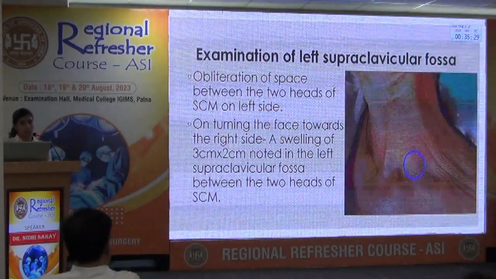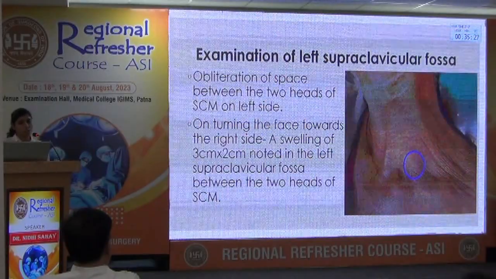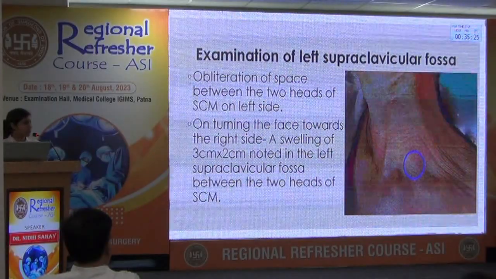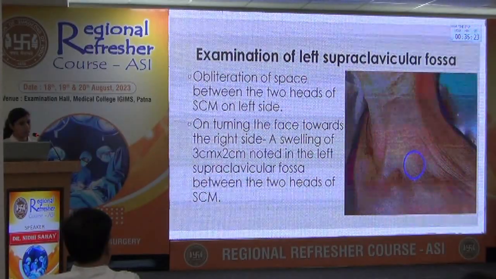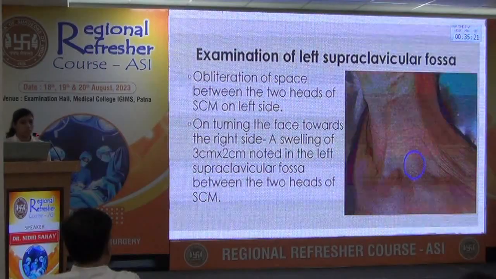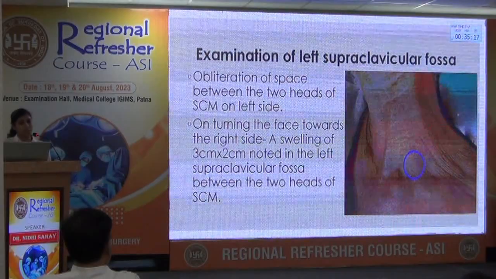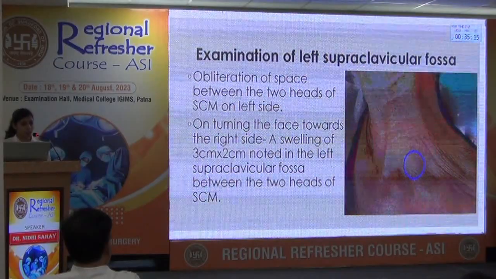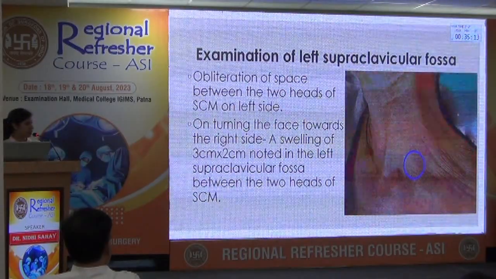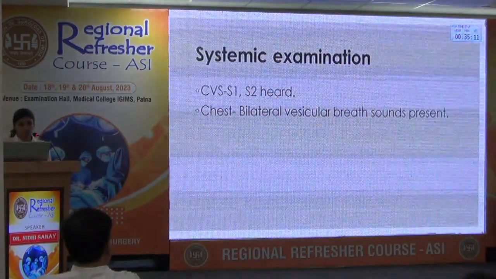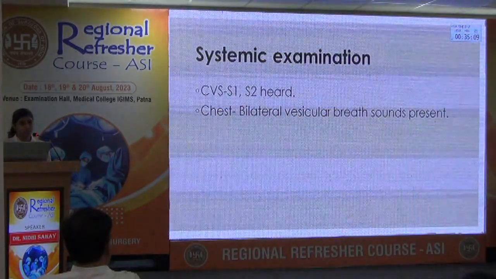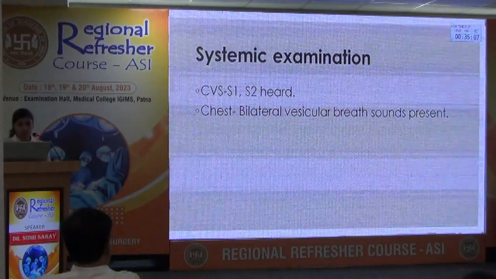Coming to examination of the left supraclavicular fossa, there was obliteration of space between the 2 heads of sternocleidomastoid muscle on the left side. On turning the face towards the right side, a swelling of 3 by 2 centimeter was noted in the left supraclavicular fossa between the 2 heads of sternocleidomastoid muscle. The systemic examination was within the normal limit.